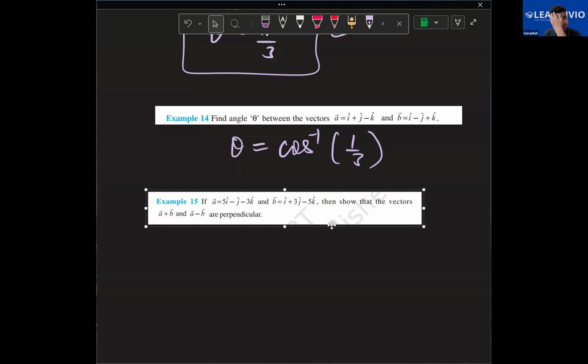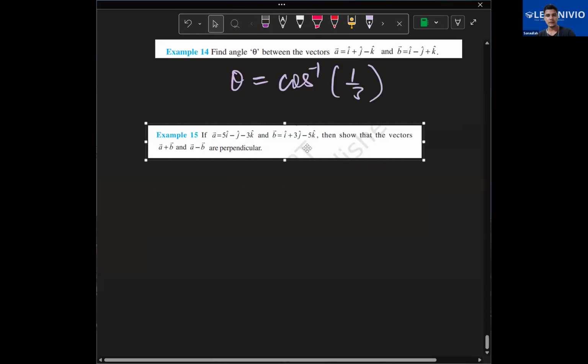Sir, 0. Zero, because cos 90, right? There is an angle of 90 degrees, and we know cos 90 is zero. So the dot product is zero when lines are perpendicular. Do this. This question will tell you about what I am saying.